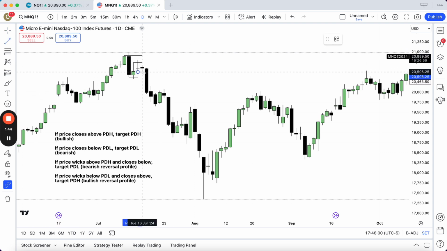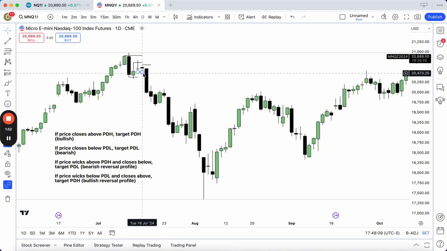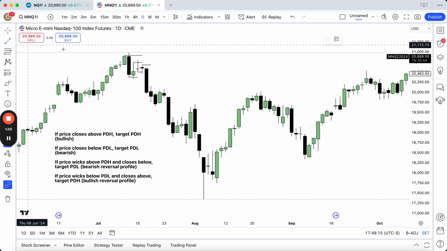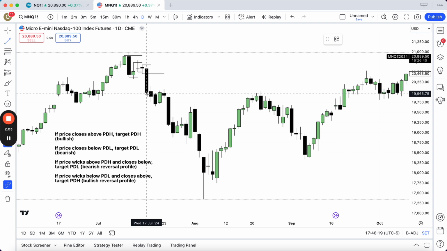Again, this is a lot of consolidation here. Price wicks below, closes above. We target previous day high. Obviously, target is never met, and we just dip. Once we dip, this is probably a news candle or something. Since we close below this previous day low, right down here, we target previous day low. And that's exactly what we do.